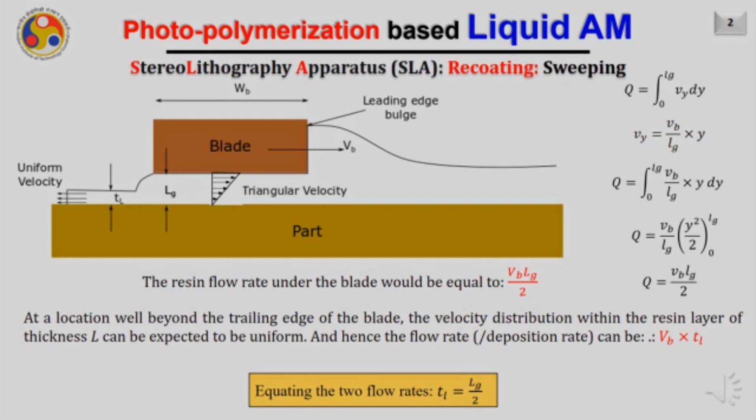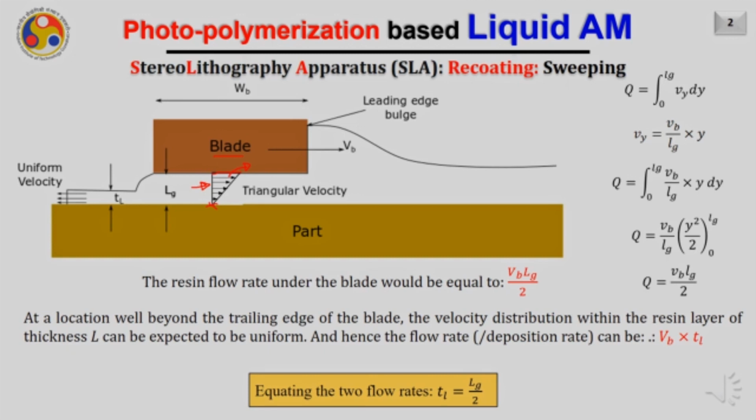So for that, let me consider the velocity distribution under the blade, like you are seeing here. Here you can see the resin which is close to the blade has a velocity equal to the blade, because the resin will adhere to the blade in this zone, while the resin which is close to the part will not be moving at all and hence will have zero velocity. Hence at this location the resin is not moving at all.